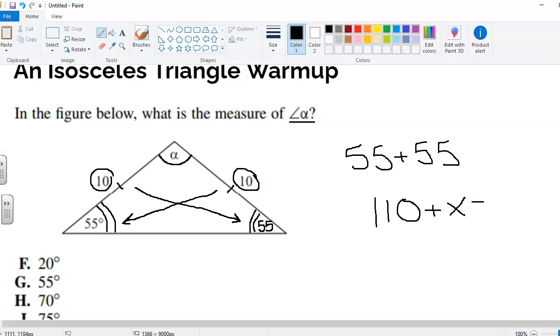And then we know that triangles have to add up to 180. So we now just have to figure out what you'd have to add up to 110 to make it total 180. In this case, you would subtract 110 from both sides, and you would get 70 degrees. Okay. Nice little warm-up question, not a lot to that one.